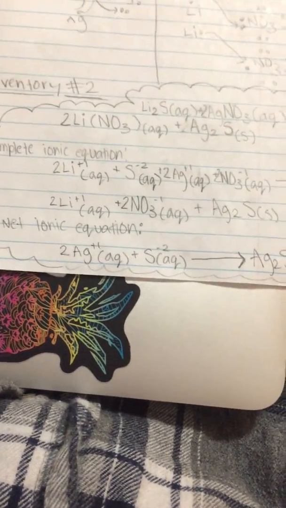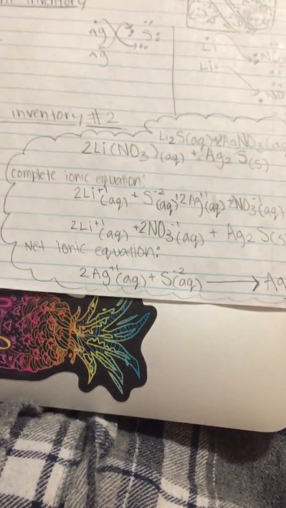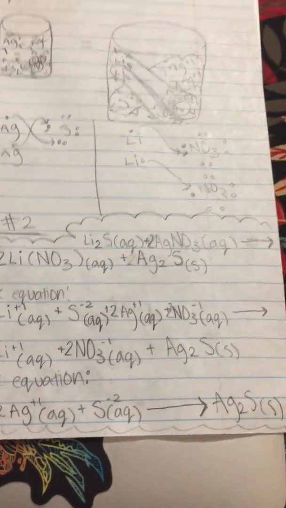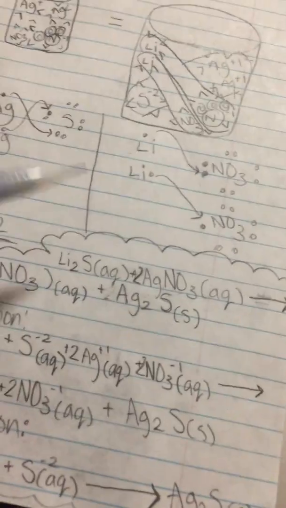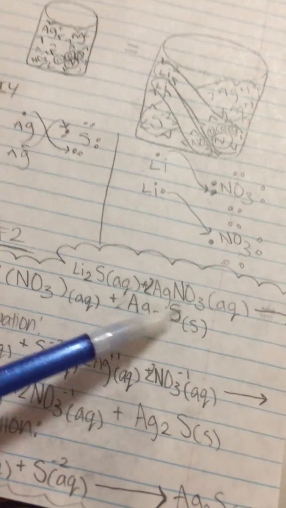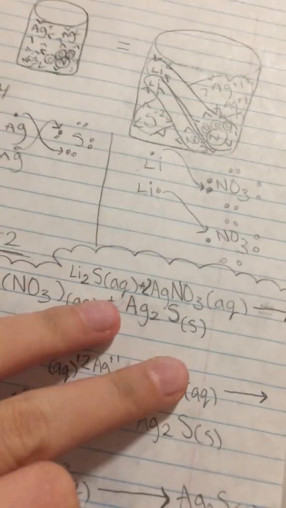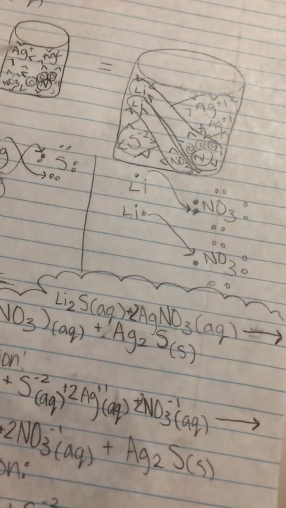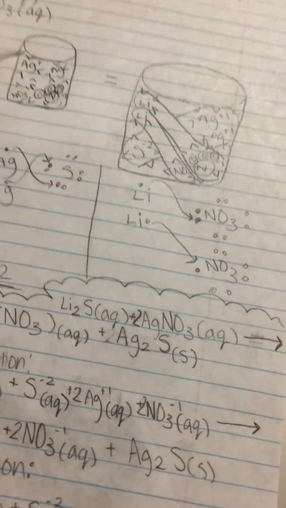Now to the final part. We have to make the balanced formula, the net ionic equation, and the complete ionic equation. Let's start with the balanced formula. To start this off, we're going to rewrite the original equation that we have. So we're going to have Li2S, which is aqueous, plus 2AgNO3, which is aqueous. And remember, we have the 2 here because we added 2 silvers to the original beaker.